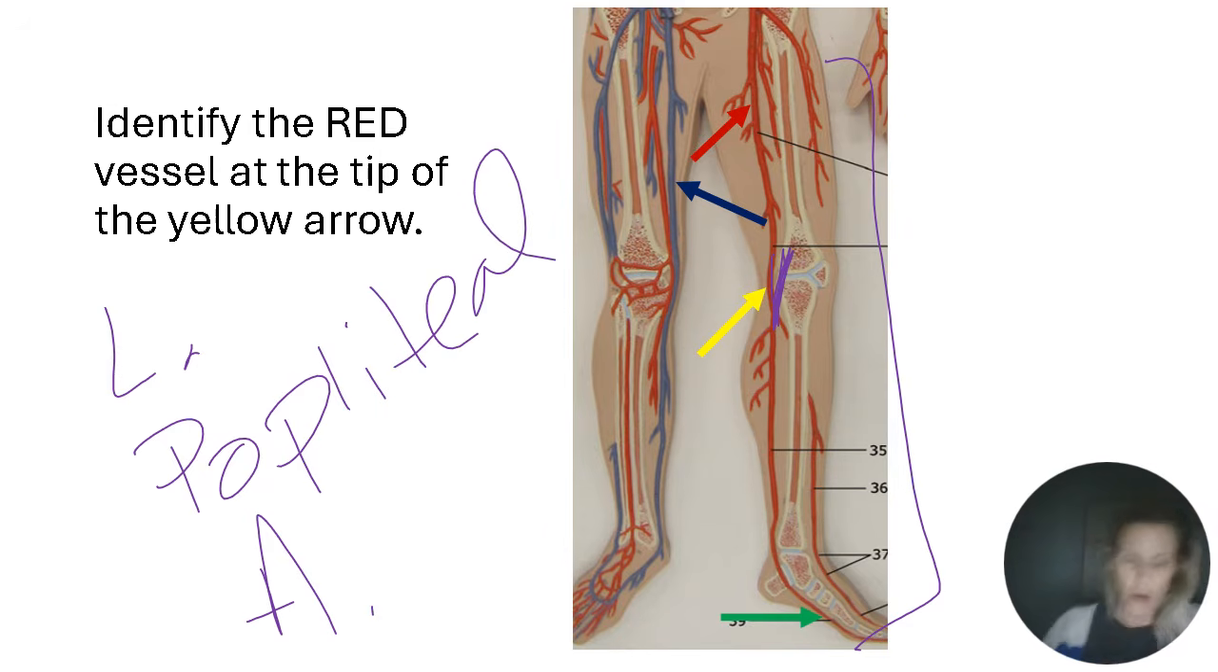popliteal artery. When we were talking about the flow of the arteries, remember, once we go into the leg, it's the femoral artery, which wraps around the back of the femur. And then at the back of the knee, that's the popliteal artery. And then right when you get to the bottom of the knee joint, that splits into the posterior tibial artery. And then the one that comes around the front is the anterior tibial artery.